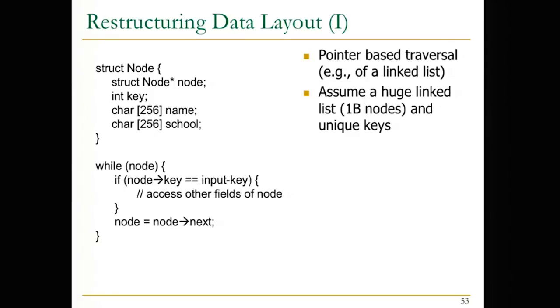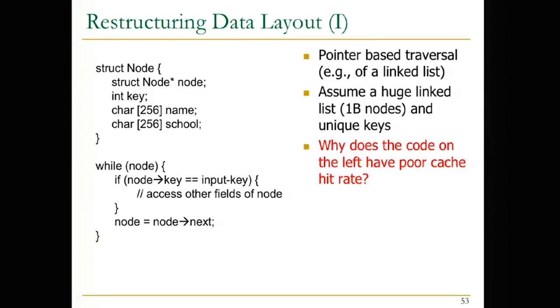This sounds OK, right? This code works. But there's a problem with it. What's the problem? If I tell you that it has poor cache hit rate, what do you say? Yes? In order to check the key, we are potentially jumping to a random place and involving the cache. The key is allocated somewhere in memory.